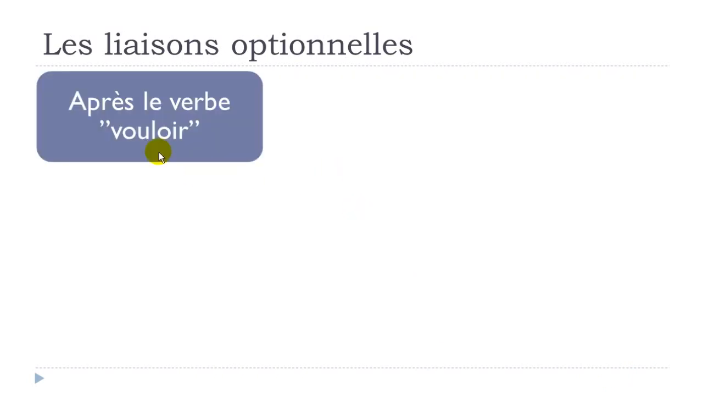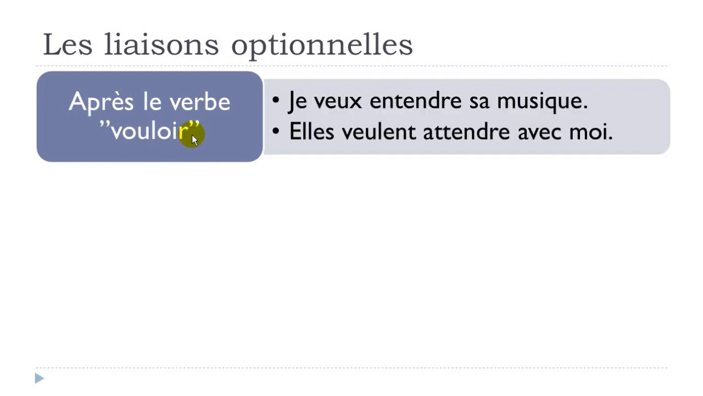It will be exactly the same thing with the verb vouloir. Je veux entendre sa musique. Or then with the liaison, je veux entendre sa musique. Okay, remember we had the same rule. Even if we've got this X at the end, well, with the liaison it will sound like Z. Okay, je veux entendre sa musique. Then elles veulent attendre avec moi. Or if you want to put the liaison, elles veulent attendre avec moi.